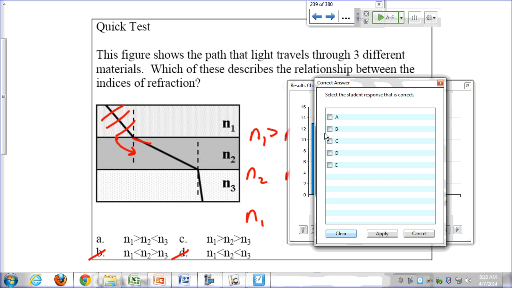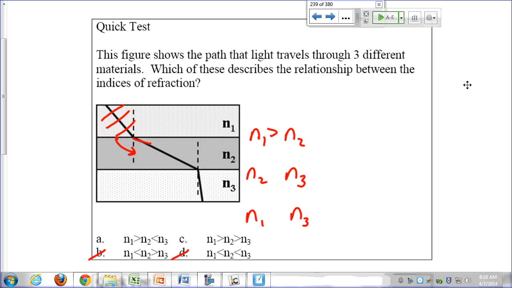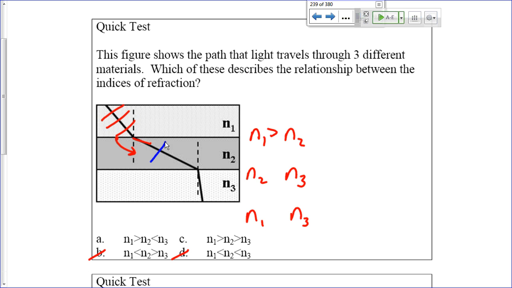Let's see here. So I can also find N2 and N3. If I imagine my wave front coming along here, it speeds up in this direction. That means that N3 is what, bigger or smaller than N2? Bigger. It's bigger than N2, right? So if N3 is bigger than N2, that gets rid of C. So A is the right answer.